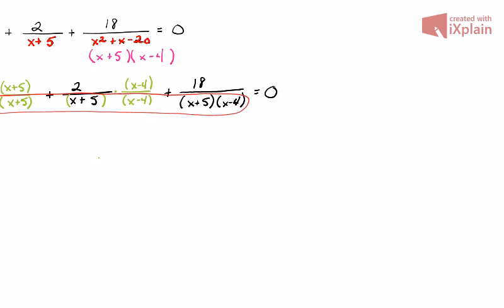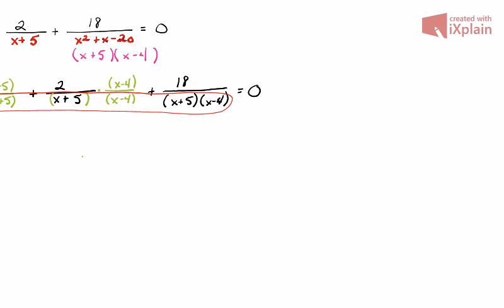Just a little bit of a side note. Notice here we have a 0, and we could say that this is 0 over 1. If you really want to be thorough, you do not need to do this, but if I have a denominator of 1 over here, I need to multiply both the top and the bottom by an x plus 5 times an x minus 4.